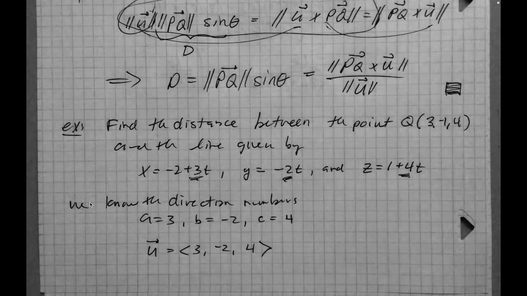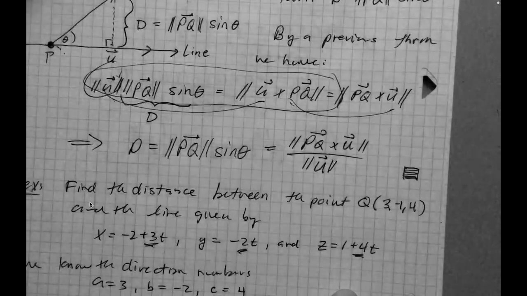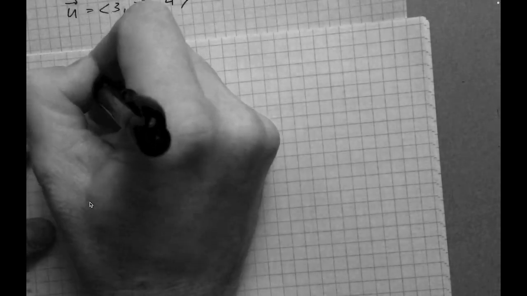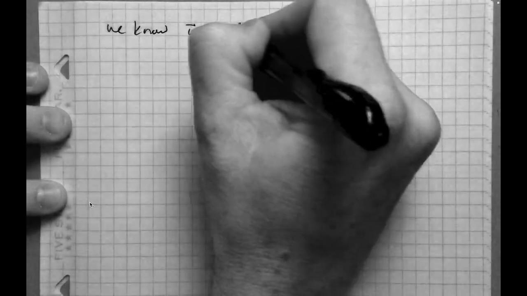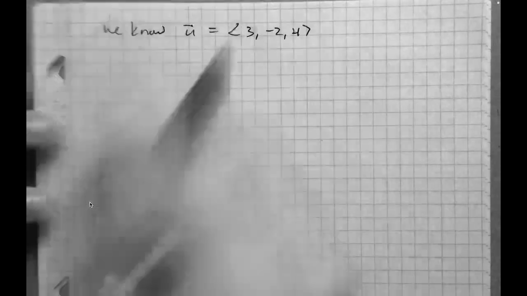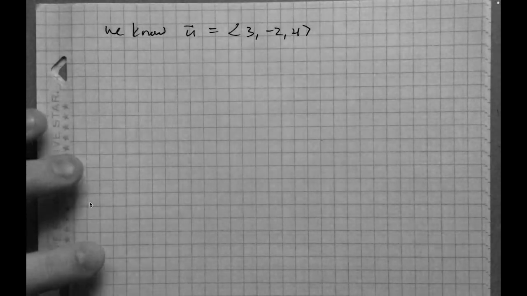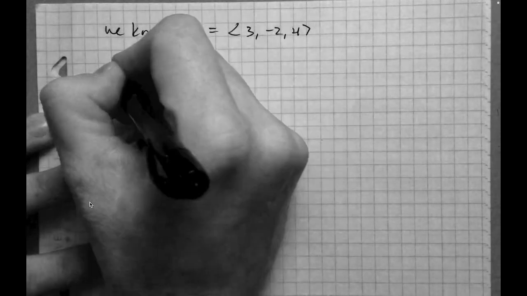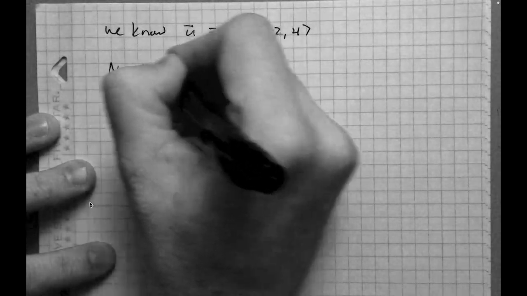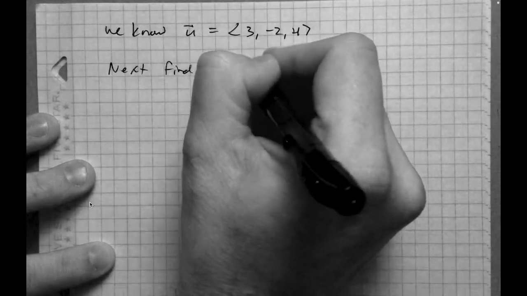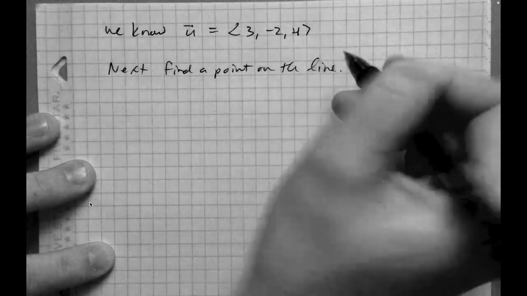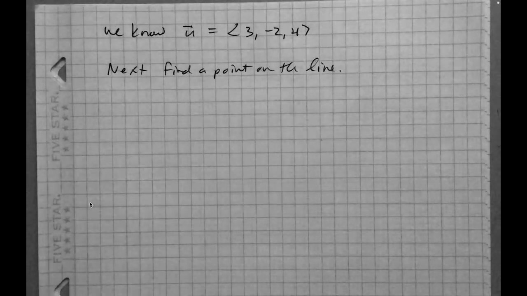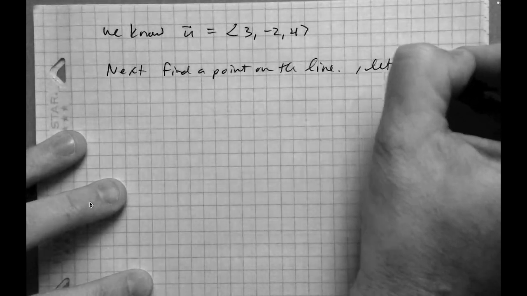Okay, so now let's go find a point on the line, right? So we know u is equal to (3, -2, 4). We need to find a point on the line. How do we do that? Well, just set t equal to something. In this case, let's let t equal 0.